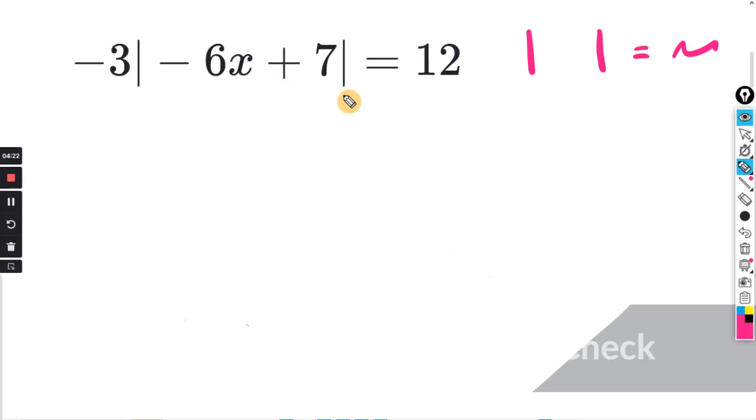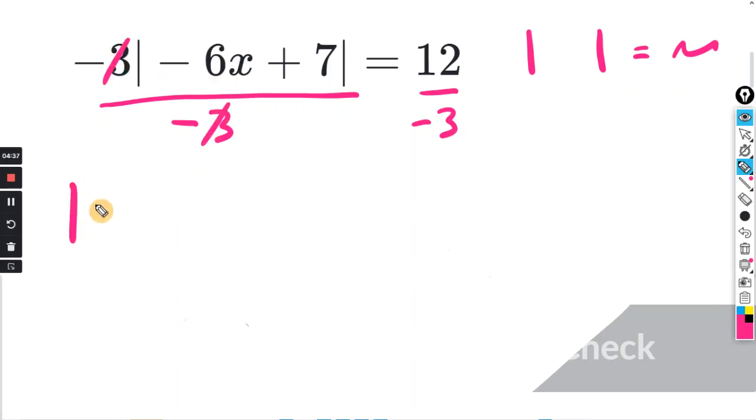We see the absolute value is times negative 3. The opposite of times negative 3 is divided by negative 3. You want to do that to both sides. It cancels here, and we're left with the absolute value of negative 6x plus 7, and that is going to equal negative 4.